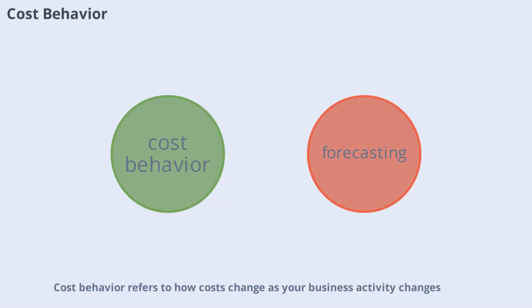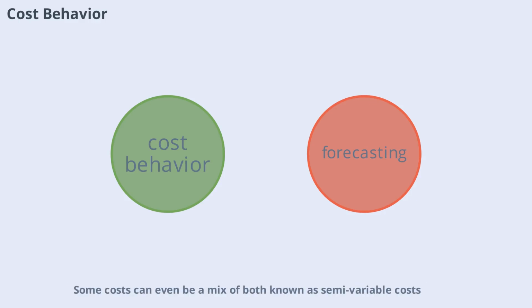Cost behavior refers to how costs change as your business activity changes. Fixed costs remain steady while variable costs move with your output. Some costs can even be a mix of both, known as semi-variable costs. Understanding cost behavior helps you forecast expenses and make better decisions as your business grows.